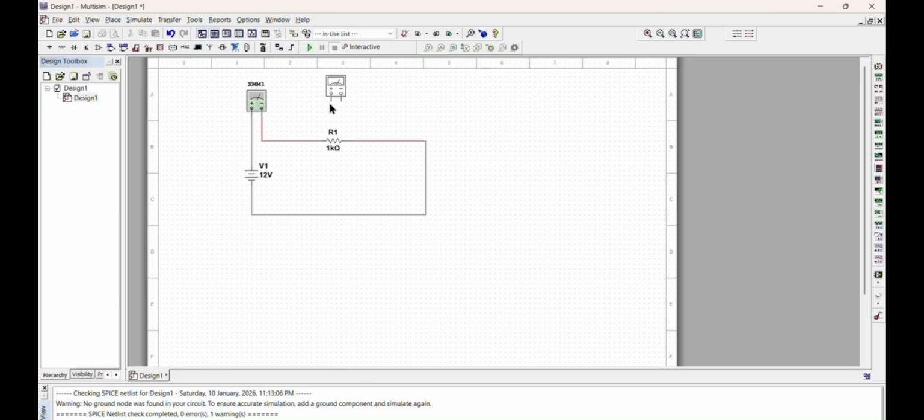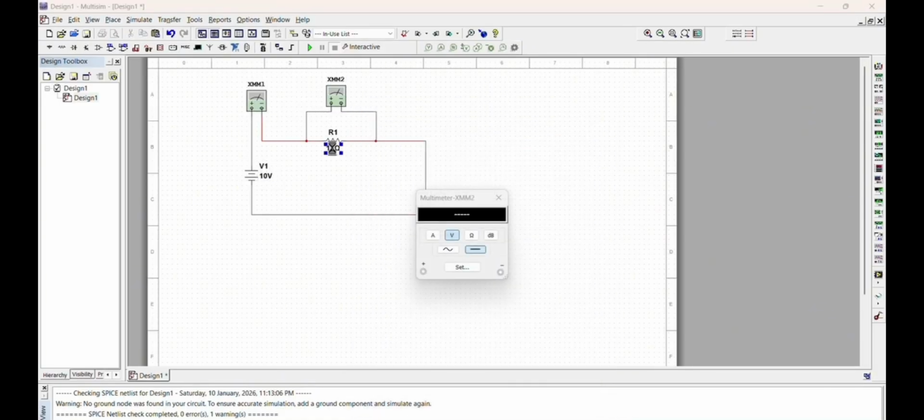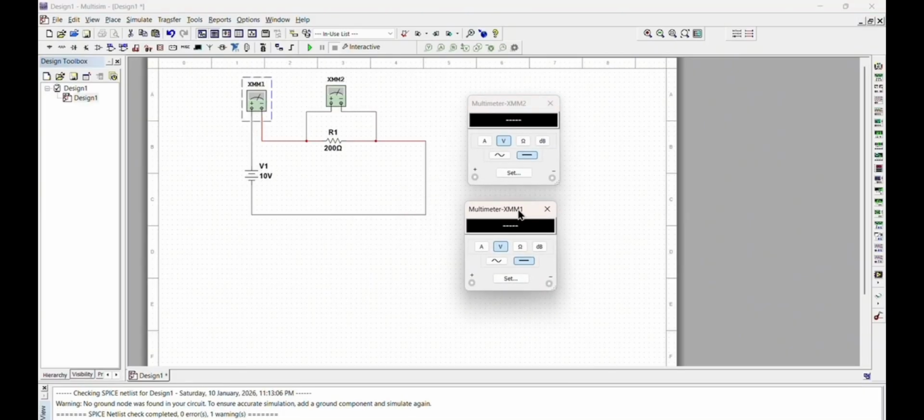Then I take again multimeter. I connect wire to R1, positive and negative too. Okay, then I also check the component value to make sure they match the given specification. So SMM1 for current change to A and SMM2 for voltage.